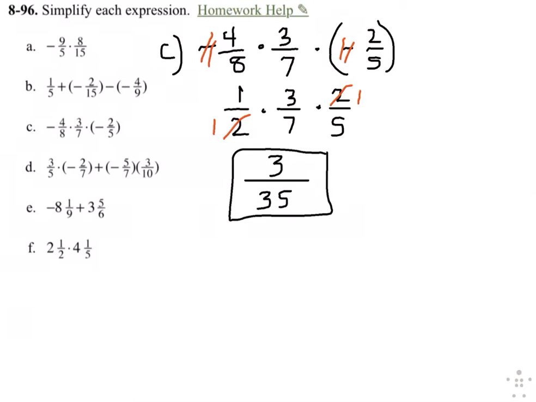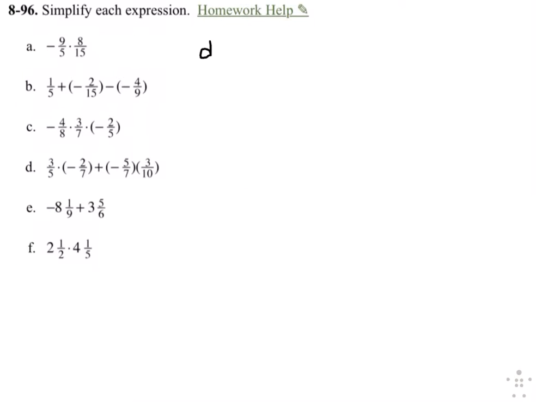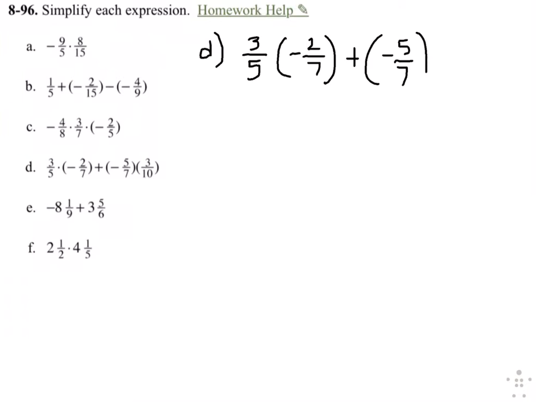Now let's do D. Let me make some space. D. We have 3/5 times negative 2/7 plus negative 5/7 times 3/10. Okay, so let's see if we can cancel anything. The 3 and the 7, no. 2 and 5, no. Okay, over here I can. I have 5 and 10, right? That becomes a 2 and a 1, right? Okay, so we could cancel a little bit.